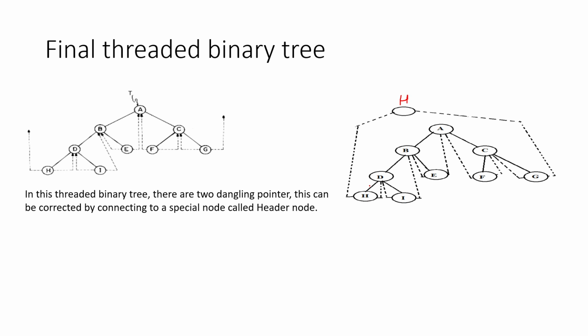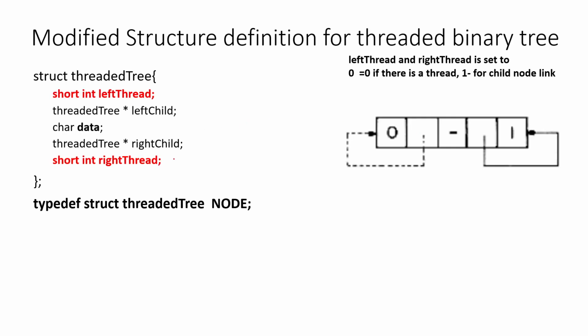Now we have to differentiate the link from the parent to the child node and the link from the child node to the parent node. For that, we have to add two fields. We can indicate that with a bit, a short number, to indicate whether it's a normal link from parent to child or a threaded link from child to parent. So here we have two links, on the left side or on the right side. For that purpose, short int left thread and short int right thread are added in addition to the old left link, right link and data node.